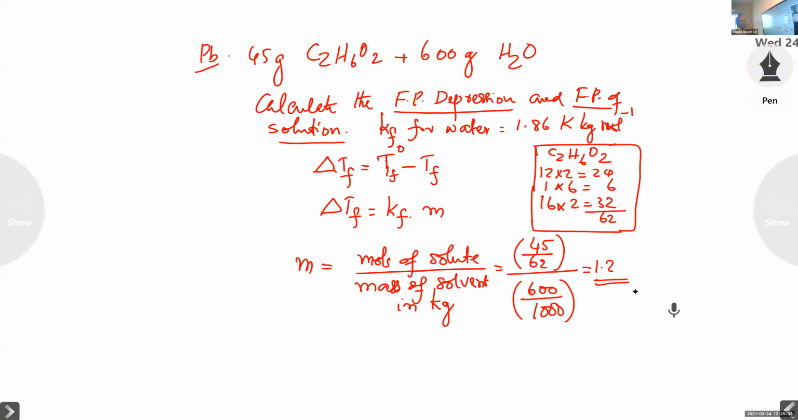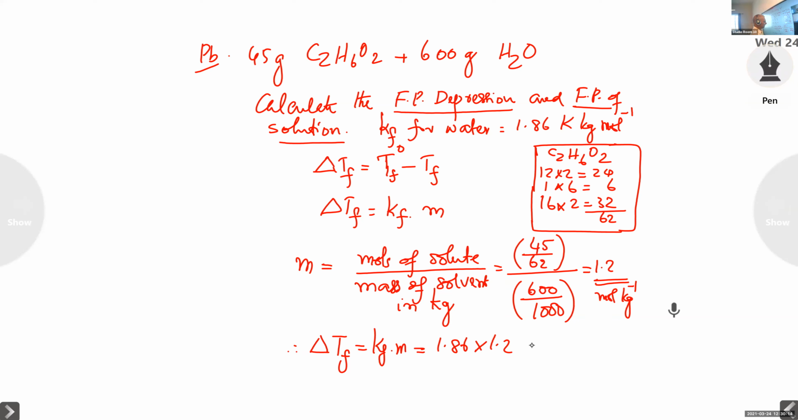Now we have got the molality. Since Kf is given to us, we can calculate delta Tf. Therefore, delta Tf, that is the depression of freezing point, is equal to Kf into M, which is 1.86 into 1.2. Can you simplify that? You try.